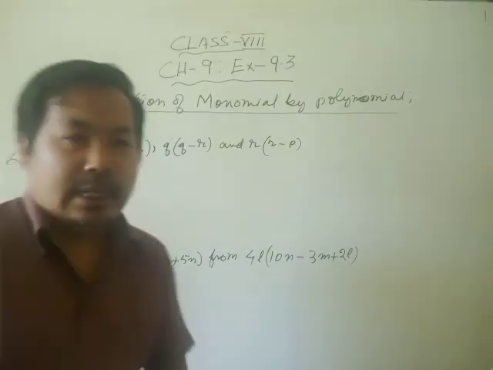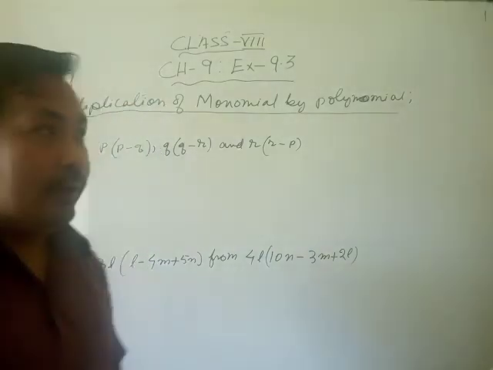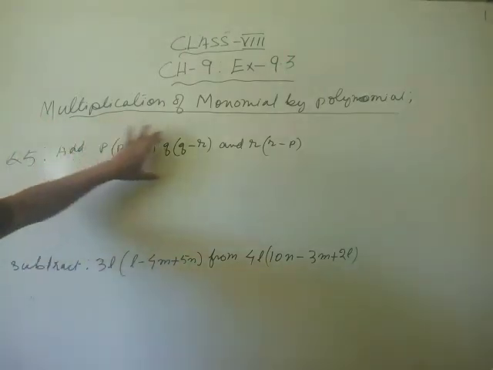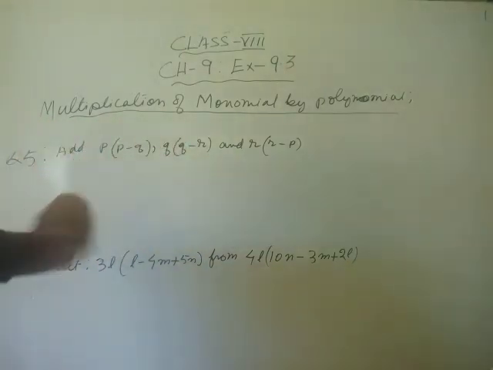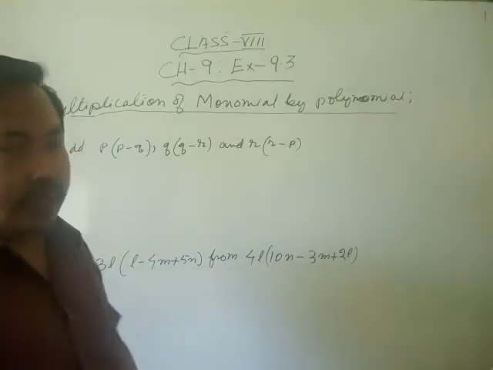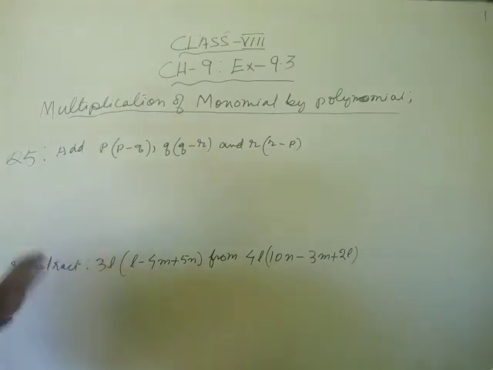Now, hello student. Next we have question number 5. In question number 5, there are two types of questions, one is add and the other is subtract. In add also two are there. I'm showing one, another you will do. And in subtract also two are there. I'm showing one here, another you will do. Okay. So what we'll do here, step by step, I'll show you.